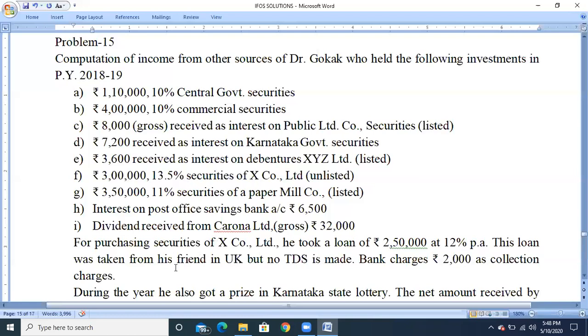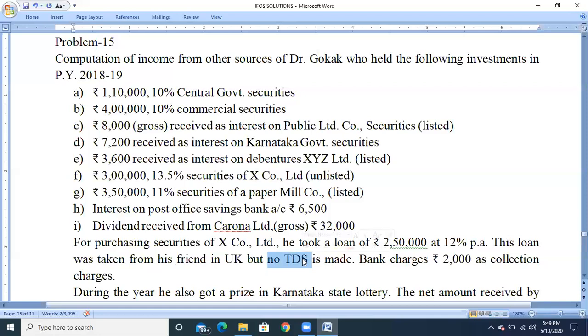But this loan was taken from his friend in UK, but no TDS is made. If you observe, he has taken the loan amount for purchasing the X Company Limited shares. Normally that interest on loan will be taken as exemption under section 57. But here he has taken the loan from his friend who is situated in UK, and he has not made any TDS, meaning tax has not been deducted from that.